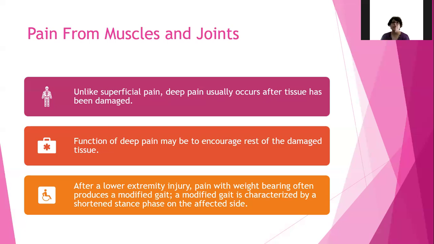After a lower extremity injury, pain with weight bearing often produces a modified gait. An antalgic gait is what we call it. It's characterized by a shortened stance phase on the affected side. And in layman's terms, we call it limping. In therapy terms, we call it an antalgic gait. But you can identify that.